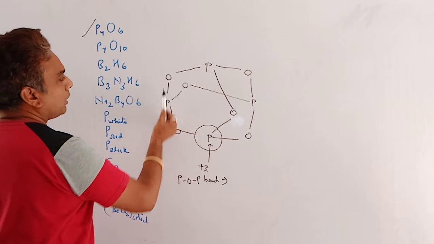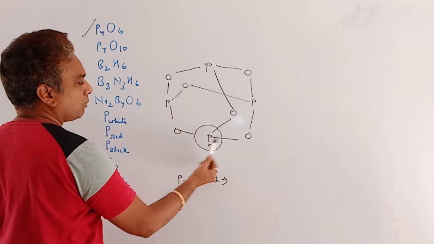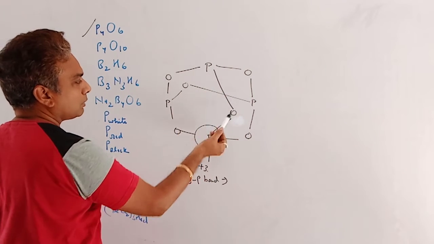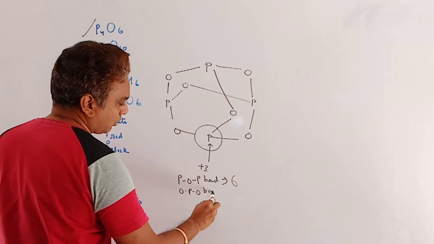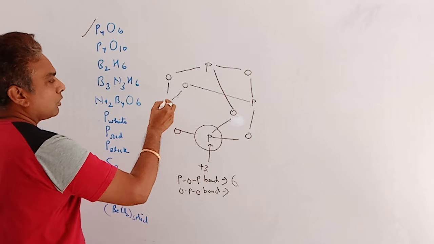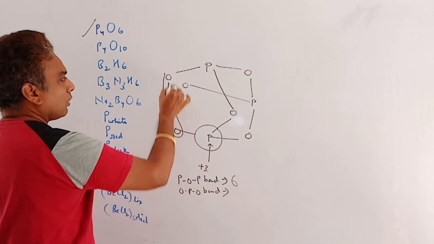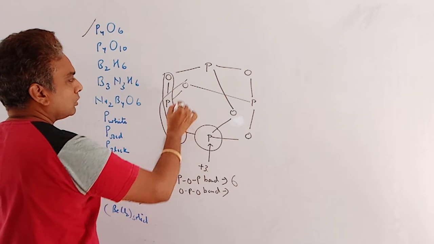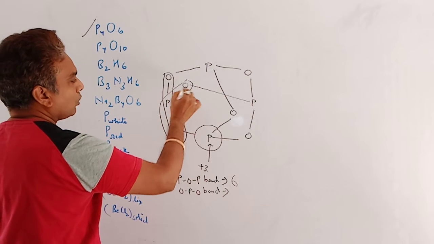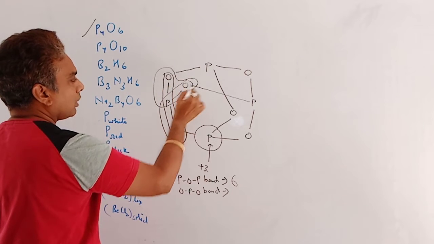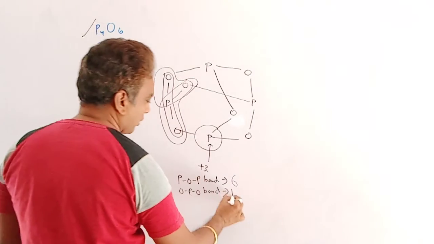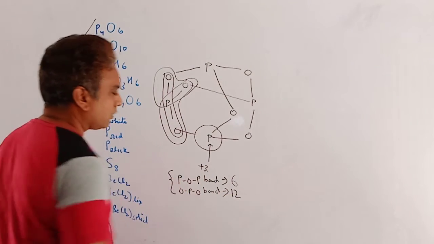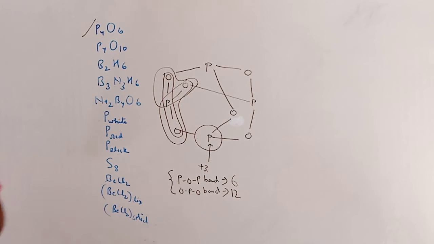Now the information about P-O-P bonds. Here is P-O-P, P-O-P, P-O-P, P-O-P, P-O-P as well as P-O-P: 6 P-O-P bonds. And how many O-P-O bonds with respect to each phosphorus? Here is O-P-O bond 1, O-P-O bond 2, and one more O-P-O bond 3. So with each phosphorus we have 3 O-P-O, so for 4 phosphorus the total number of O-P-O is 12. Clear? So this is the dot structure of P4O6.